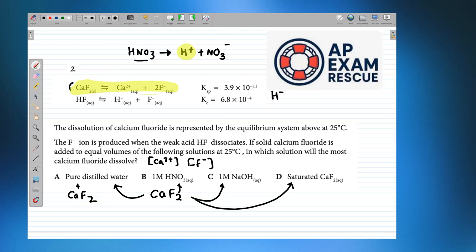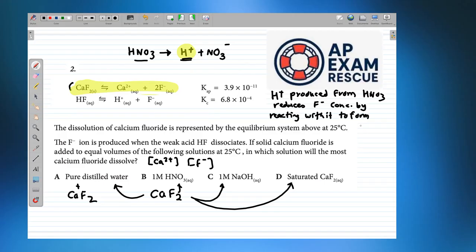Again, the H plus produced from the acid is not normal H plus. This is a strong acid, meaning very high concentration. So the H plus produced from the HNO3 reduces the F minus concentration by reacting with it to form HF. This is the action. What is the response according to Le Châtelier? When the system finds that F minus is decreasing, what will the system try to do?